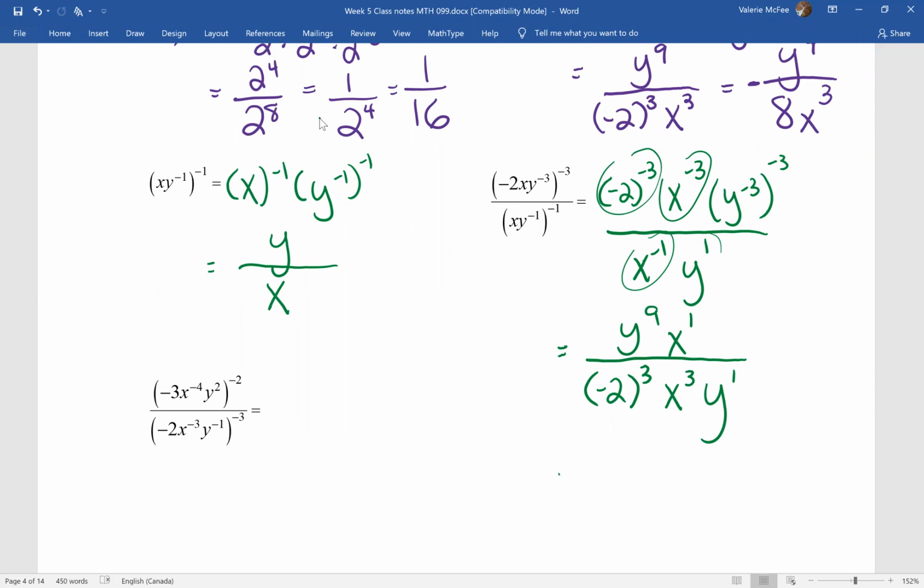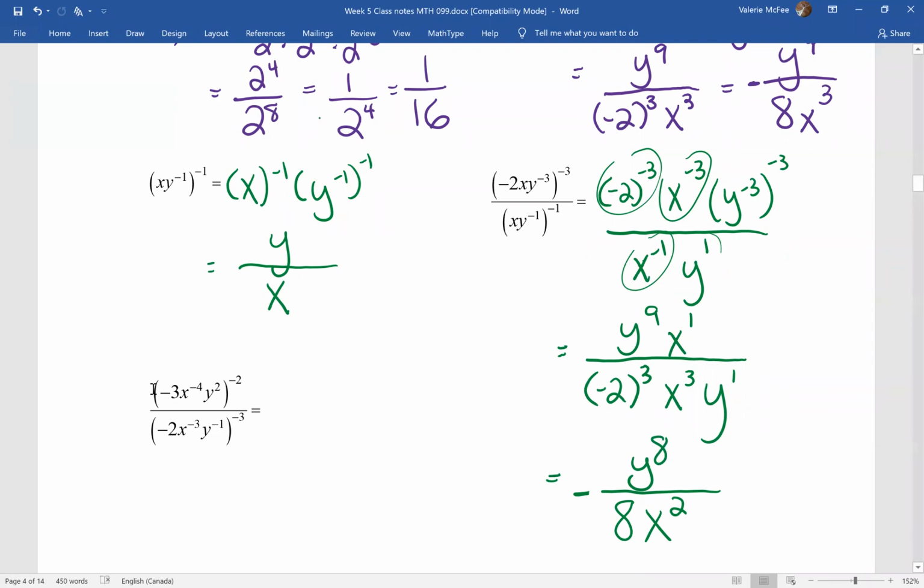Sure we can. First of all, we have that -2 cubed. We know that's -8. Let's put the negative outside. I see x's in the numerator and the denominator. There's more x's in the denominator. How many more? 2. I see y in the numerator and the denominator. There are more y's in the numerator. How many more? 8.